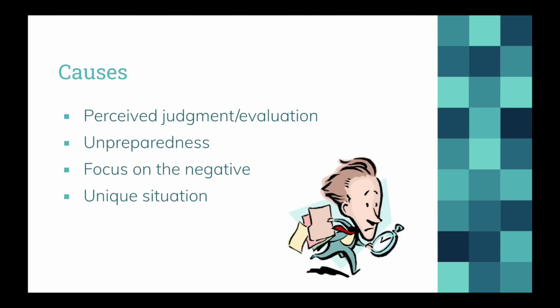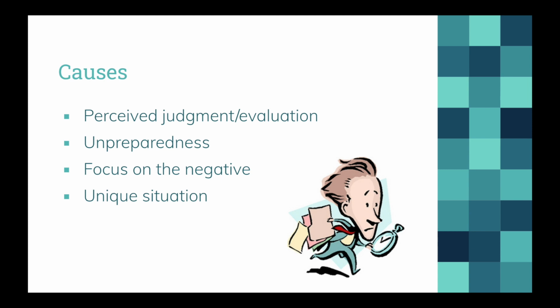There are many causes for communication apprehension. Some causes listed here are perceived judgment and evaluation. This is being worried about what others will think of you during your presentation. Being unprepared can make you more nervous to present your presentation because you are not as comfortable with the material as you would be if you practice or have all of your information ready beforehand. Also, focusing on the negative can cause communication apprehension. If you're worried that you will mess up, it will make you more nervous. And also any unique situation that you might be in that could cause you to be a little more anxious before your speech.